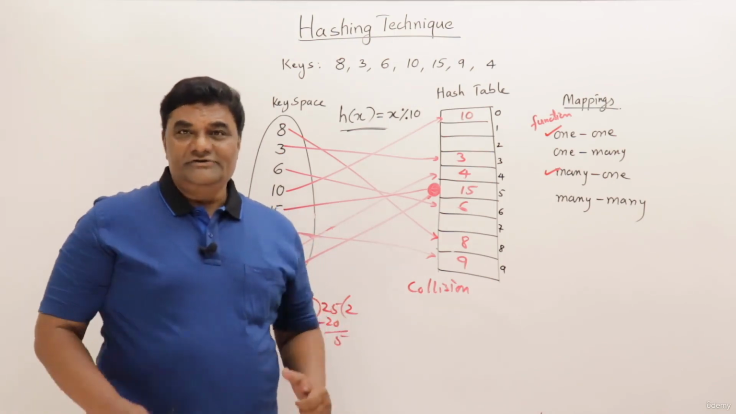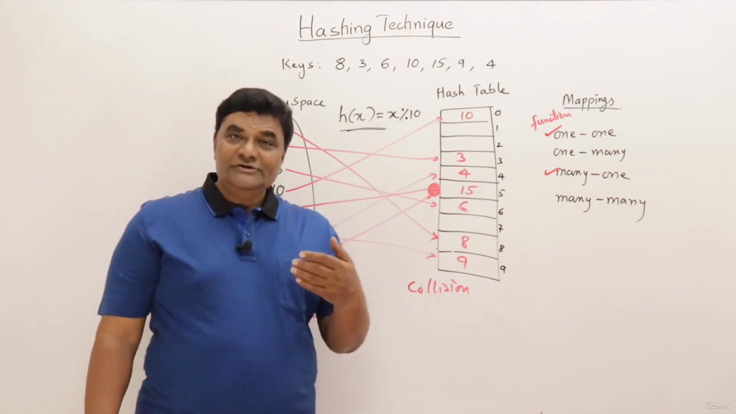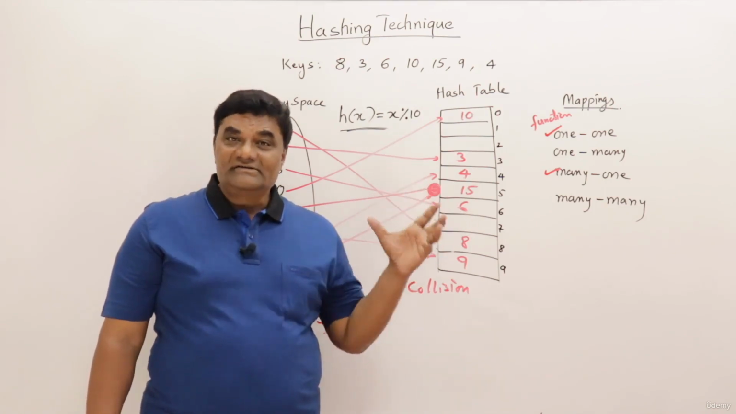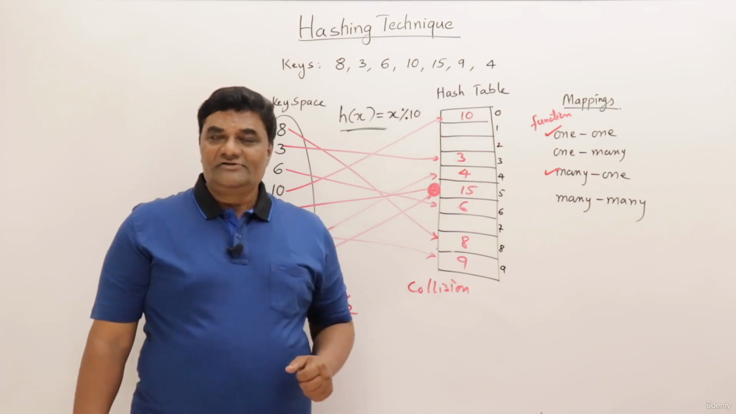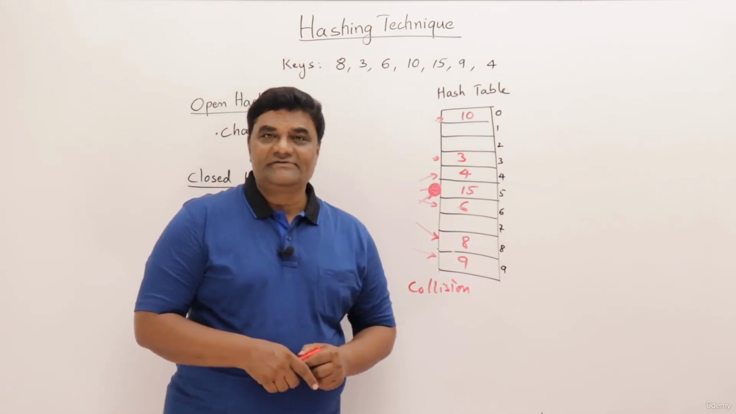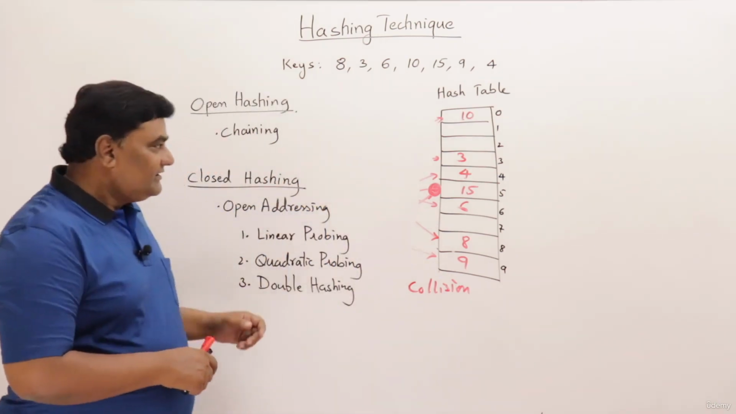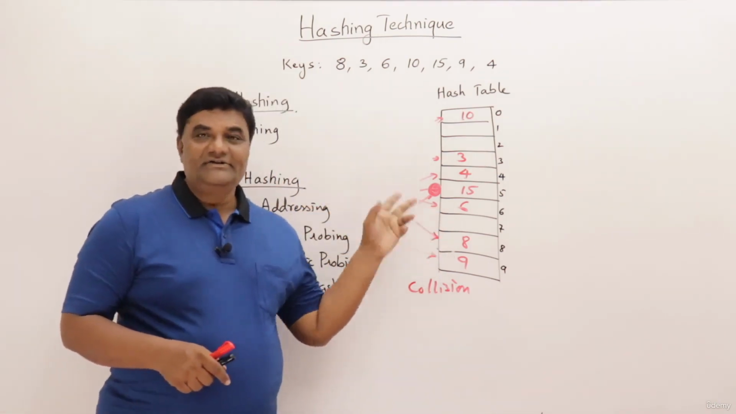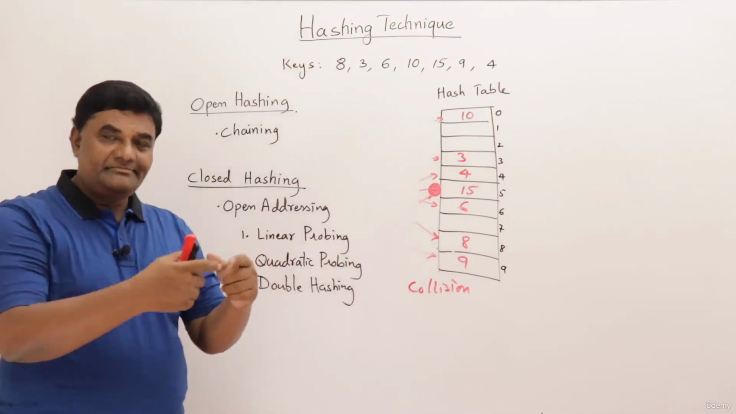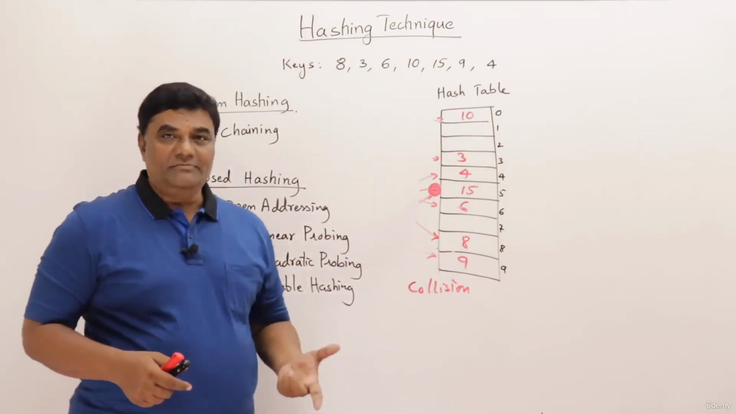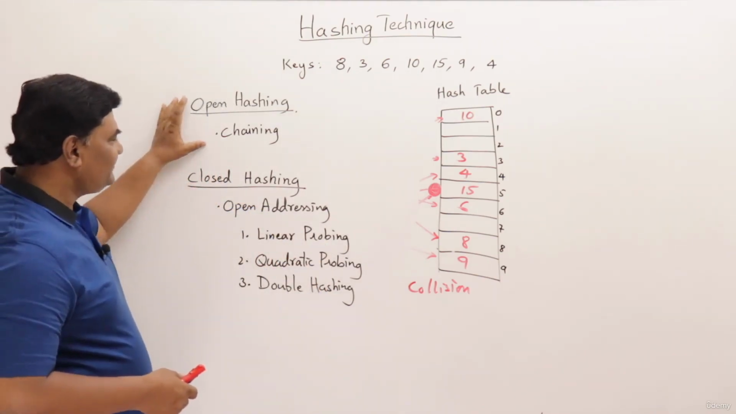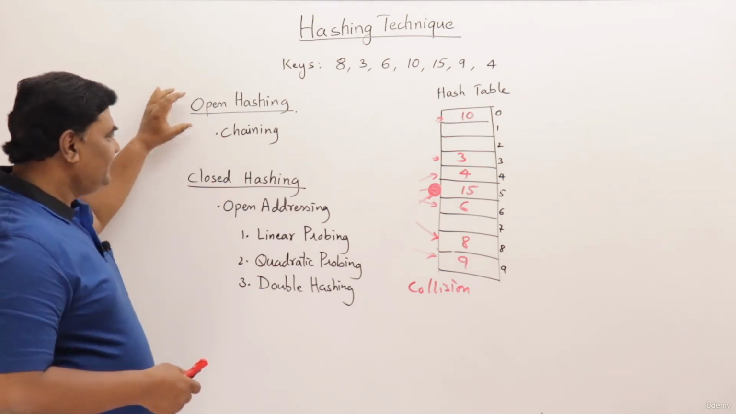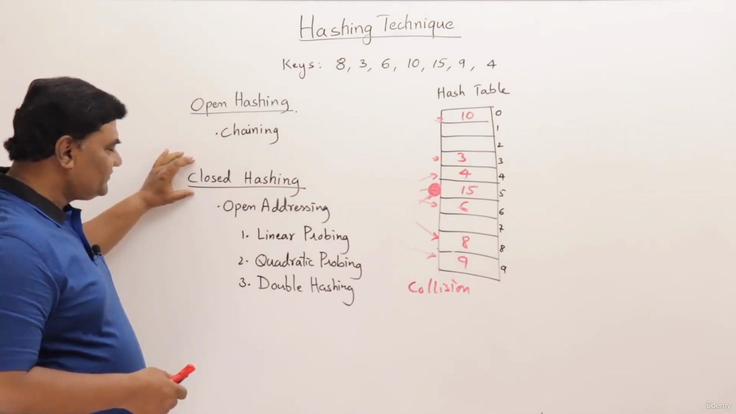Now how to resolve this collision? I'll show you the solutions for resolving it. Next we will see what should be done for avoiding collision. Let us see the methods for resolving collision. If a function is many to one and two or more keys are mapped at the same place, how do we solve that problem? For solving the problem, there are two major methods: open hashing and closed hashing. First I'll tell you the difference. First I will say what closed hashing is.